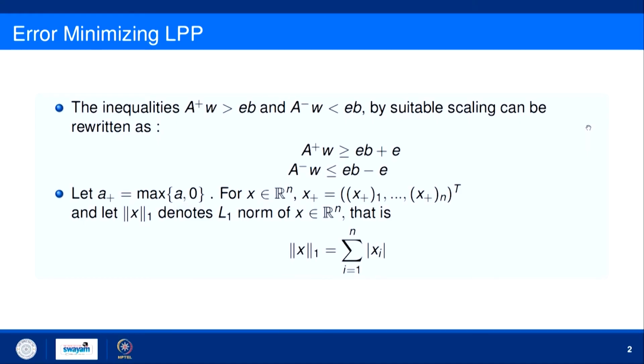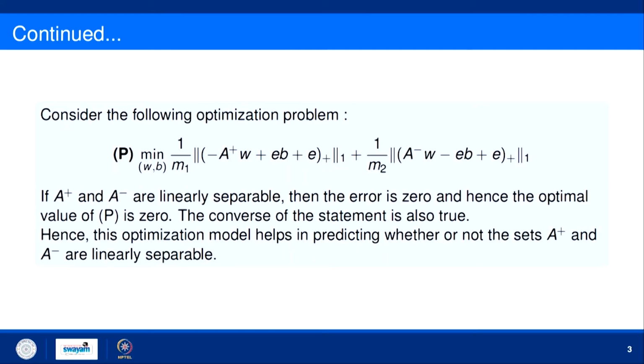Now here I am taking the L1 norm. What do we mean by the L1 norm of x? The L1 norm means the summation of the mod of xi. Since x is in Rn, the L1 norm here means the sum from i equal to 1 to n of mod of xi. Now consider the following optimization problem.